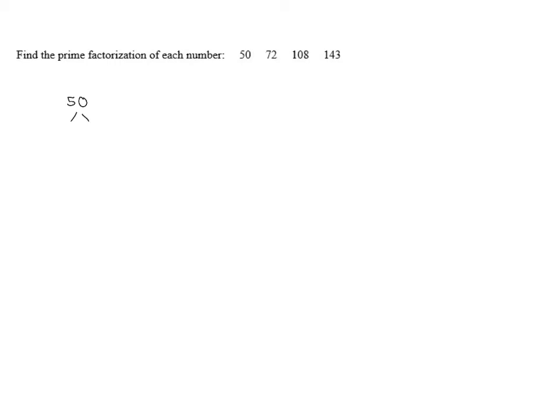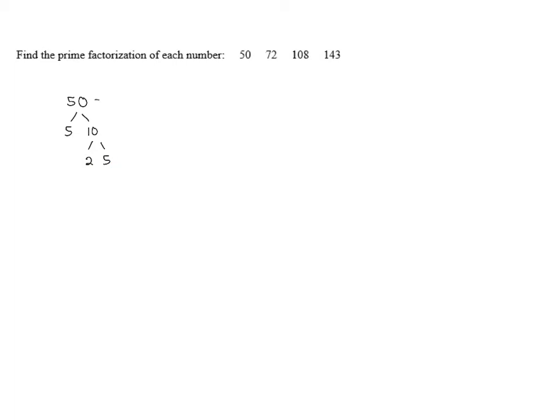And so if we look at 50, we could break it down into 5 times 10, for example. There are other options like 2 times 25. You can pick whichever you prefer. Now, once we've done this, 5 is prime. However, 10 can still be broken down. So we do that. 10 is 2 times 5. And at this point, we've broken all of the factors down into primes.